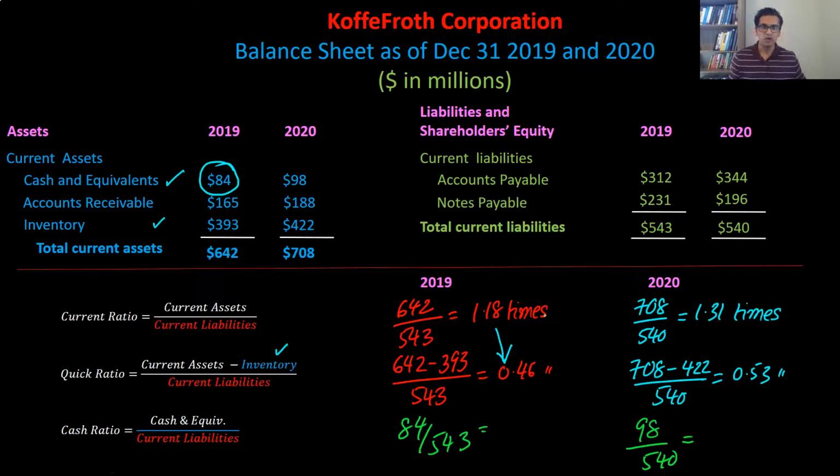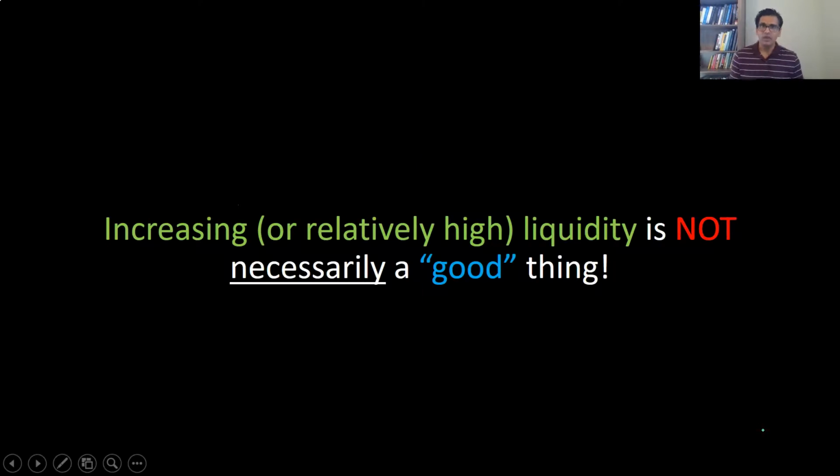So in this case, we saw that liquidity was improving from 1.18 to 1.31, from 0.46 to 0.53. In fact, if you do this math, this will be 0.15 and this will be 0.18. So you might say, hey, great, my liquidity is improving. Is that good? Not necessarily. Why? Because increasing liquidity could mean that you have a lot of your assets tied up in short-term assets and therefore less money going into long-term assets.